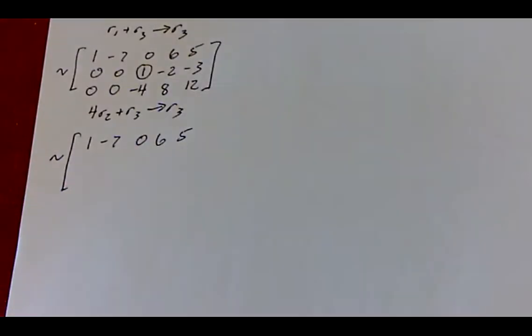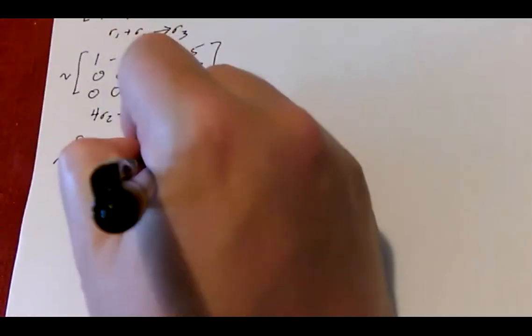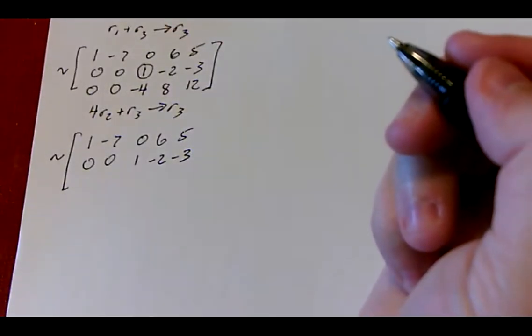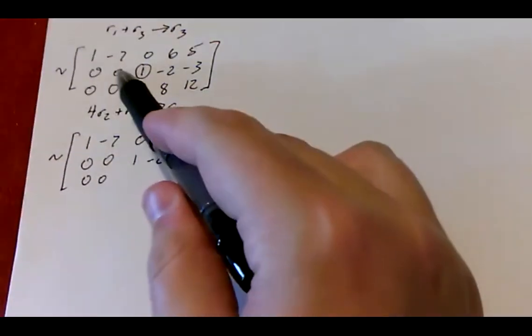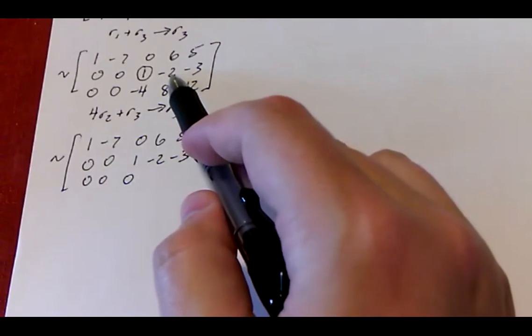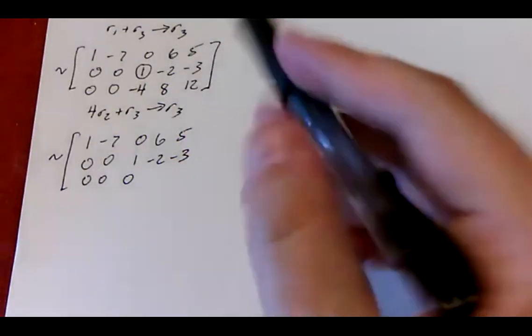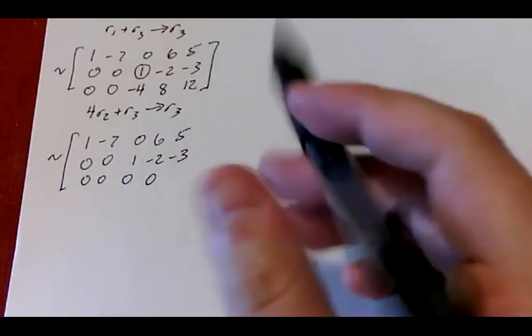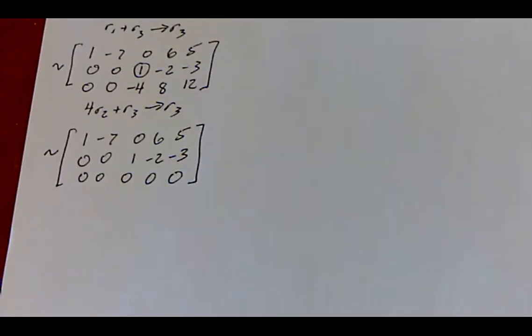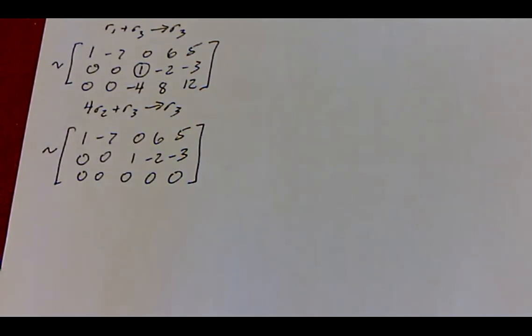Okay, so I've got 1, -7, 0, 6, 5. 0, 0, 1, -2, -3. And then below that, I've got 0, 0, because 0 plus 0 was 0, and 0 plus 0 was 0. 4 minus 4 is also 0. 4 times a -2 is -8, and 8 is also 0. And 4 times -3 is -12, plus 12 is also 0. So I get all zeros on that bottom row. So I'm actually out of pivots. Those are my only 2 pivots.